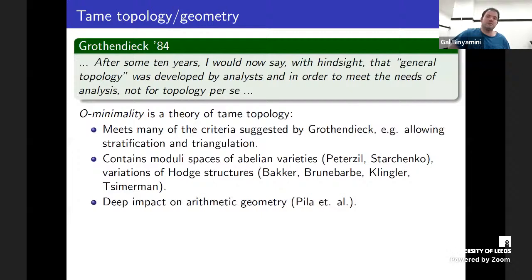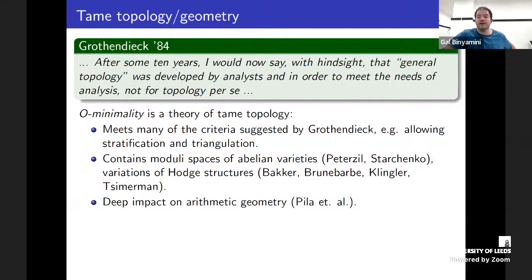So, for example, Grothendieck was talking about allowing stratifications into smooth strata and triangulations so that you can do homology and cohomology in a natural way. And this indeed is possible in the context of o-minimality. On the other hand, it's quite rich. It contains a lot of interesting sets. So, for example, it contains the moduli space of abelian varieties in some appropriate sense. I will maybe say a little bit more about it later.